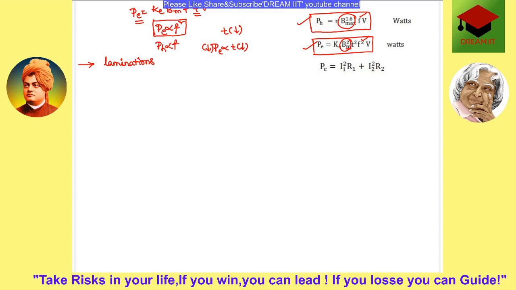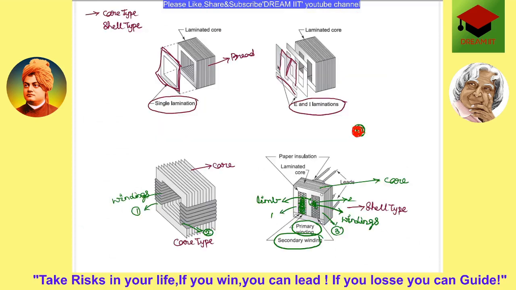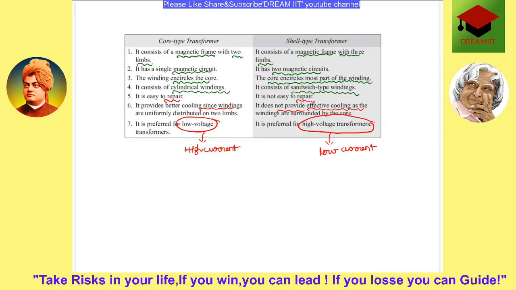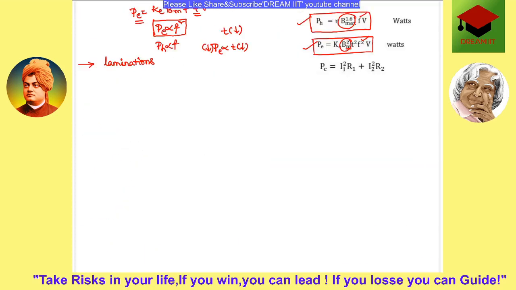I will show once again what laminations are. Let us see here the meaning of laminations. You can observe here, this is the laminations. It is not a single solid iron piece; it is divided like slices of bread. That is the meaning of laminations, and that is the remedy to reduce the eddy current losses.